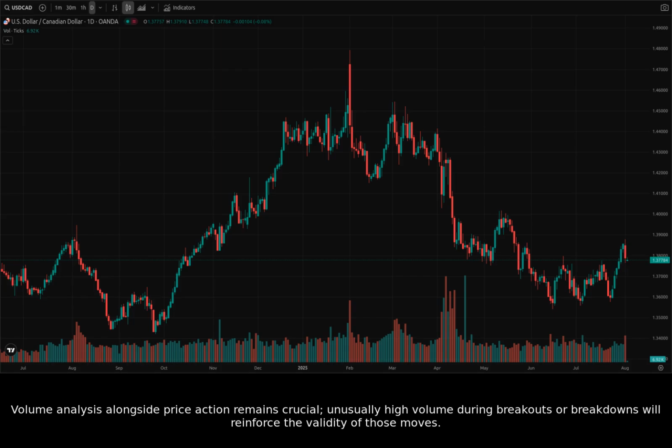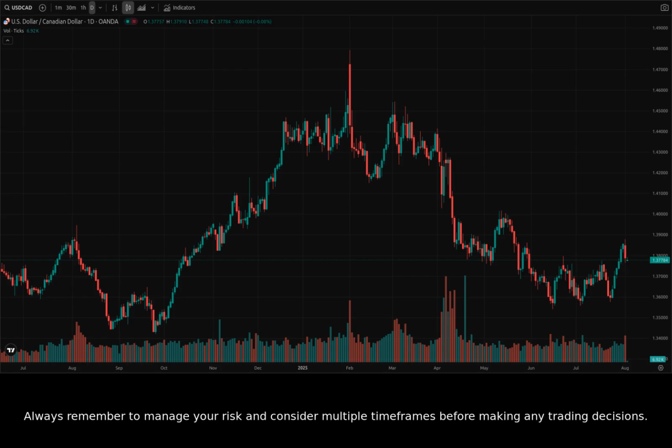Volume analysis alongside price action remains crucial. Unusually high volume during breakouts or breakdowns will reinforce the validity of those moves. Always remember to manage your risk and consider multiple timeframes before making any trading decisions.